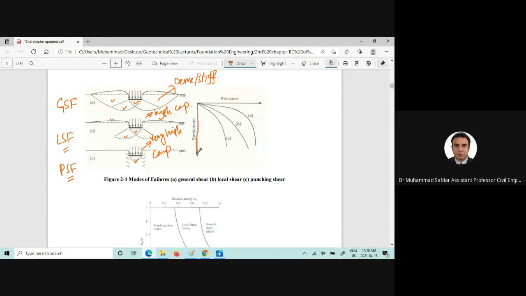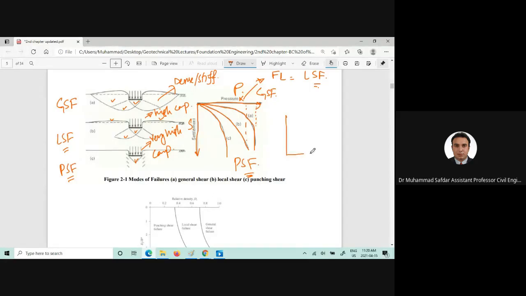If you want to draw a figure here for the pressure and settlement, you can clearly see a well-defined failure load in case of the general shear failure. In case of the local shear failure, we cannot estimate the failure load. Now in case of the punching shear failure, a reasonable estimate can be made of the failure load, but we can clearly see large settlements are occurring at small pressures.